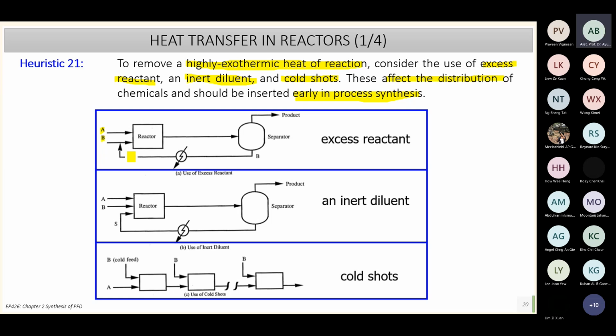At first, before the process runs and you don't have the recycle stream yet, B should be in excess. Then only you recycle them. Once the reaction occurs, separate and recycle the B to the inlet feed, so that you have an excess of reactant.